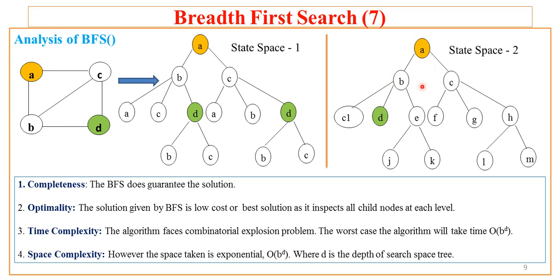Now focus here. State space 2 has something like A is connected to B and C, there is a path from B to C1, D and E. There is a path from C to F, G and H, and from E there is a path to J and K, and from H there is a path to L and M. We may have even more nodes below this, so we may have some large state space.